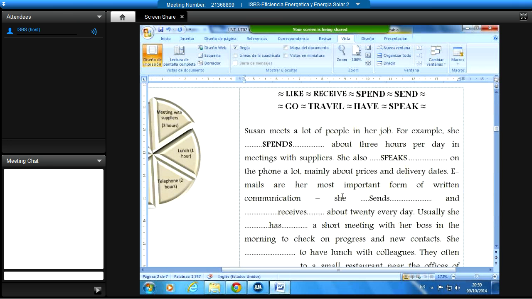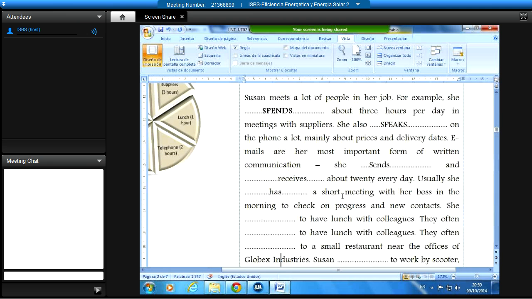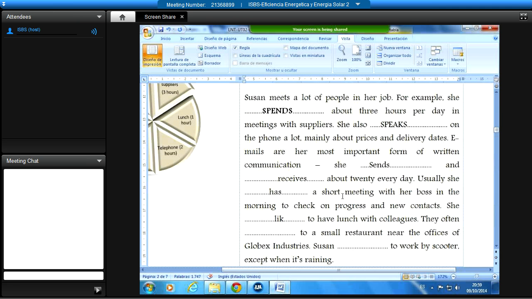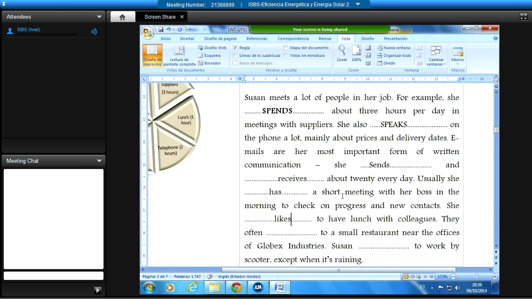Okay. It's not "has", okay? Have is has, have has. Short meeting with her boss in the morning to check on progress and new contacts. She likes to have lunch with colleagues. They often go because it's late. Yes, the S is only for the third person singular, not for the plural.